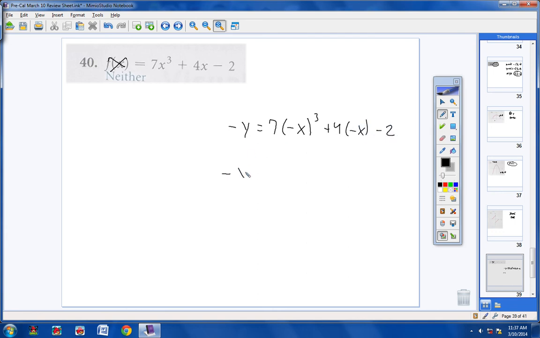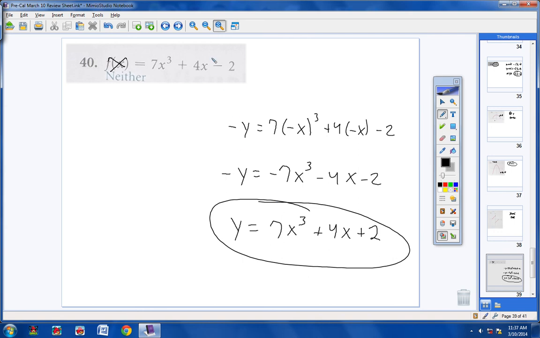Well, if you simplify the right side, you would get negative 7x cubed minus 4x minus 2, and then go through and change all of the signs so y is by itself. So this term becomes positive, this term becomes positive, this term becomes positive, and this term becomes positive. And look at that. Does this match the original equation exactly? No, it does not. They have a negative 2 here, and we have a positive 2 right there.